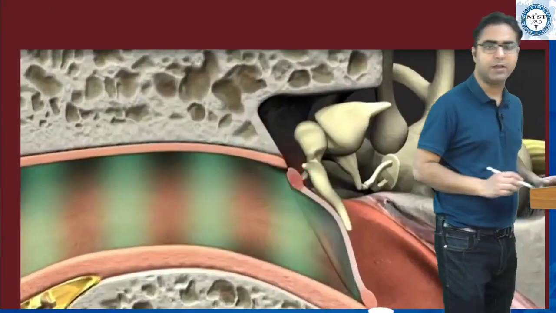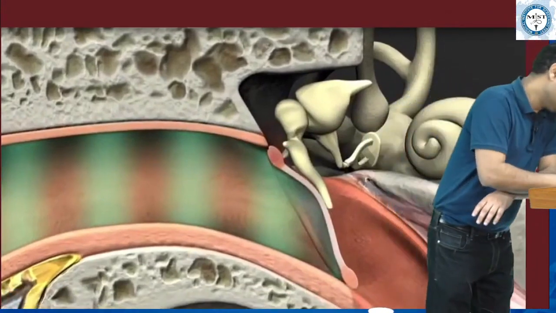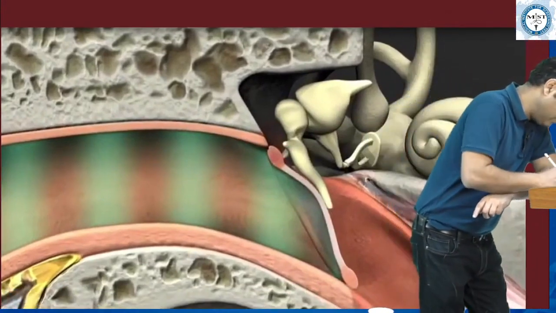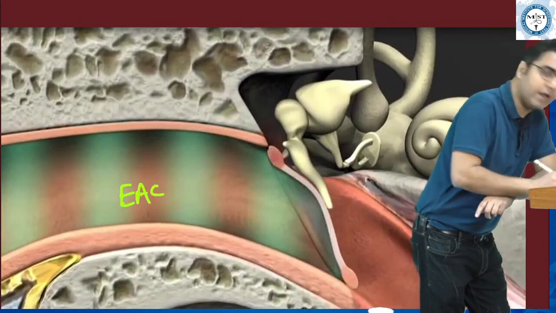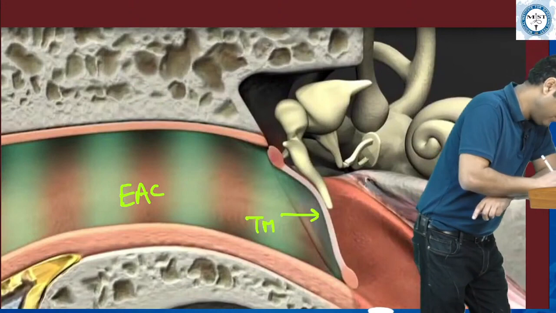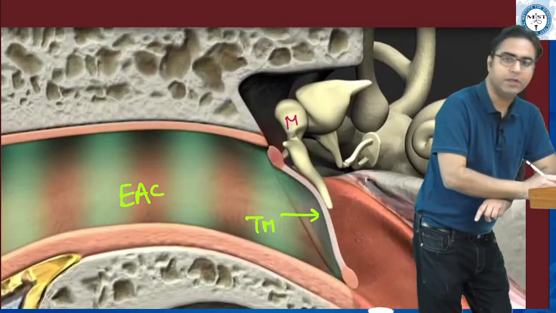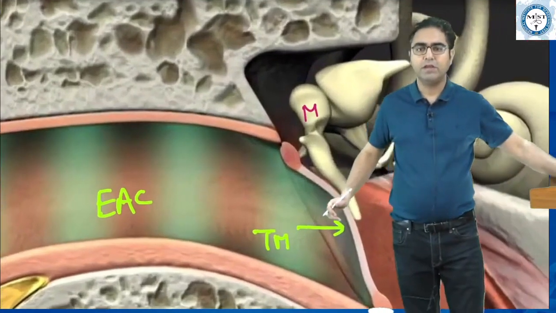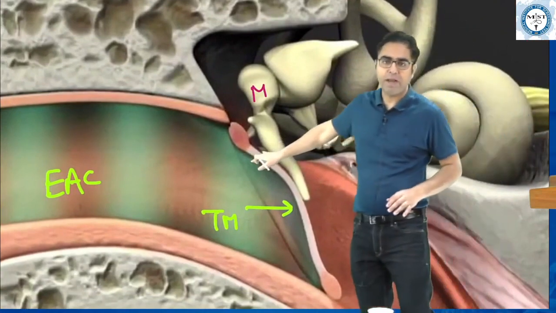Everybody, let us label this diagram with me. Just see over here. What is this, beta? This is the external auditory canal. And this is the tympanic membrane. Then the first ossicle is the malleus. Can you see the malleus is actually attached to the tympanic membrane on the back side?